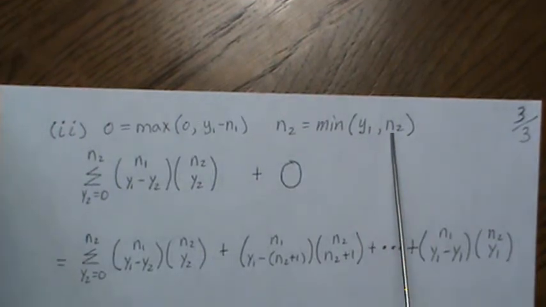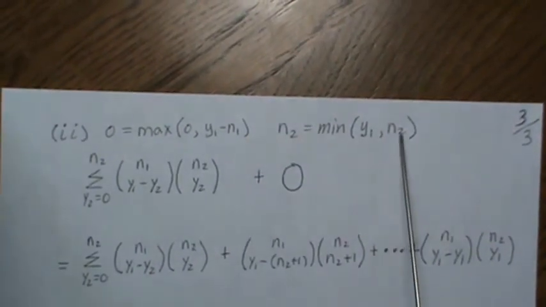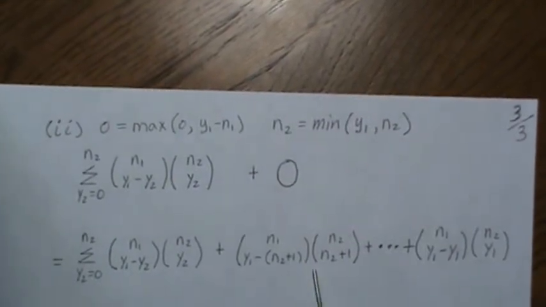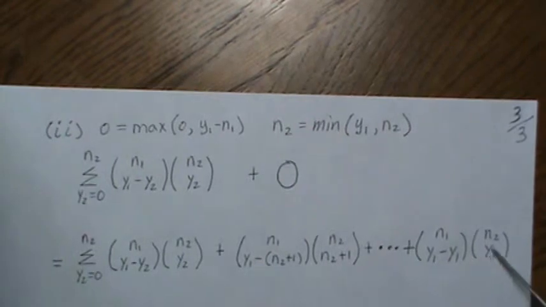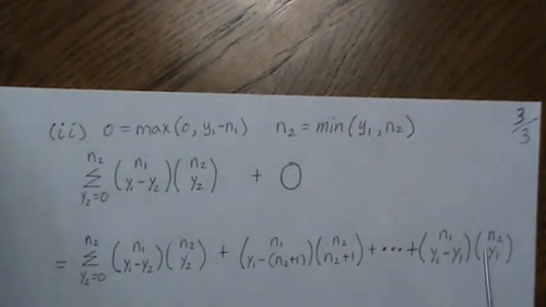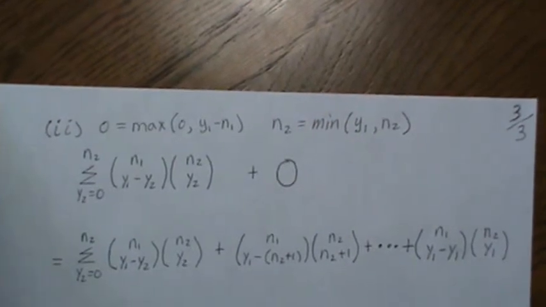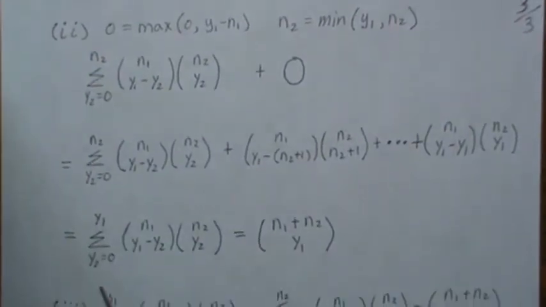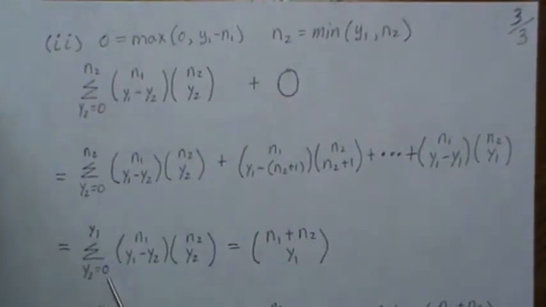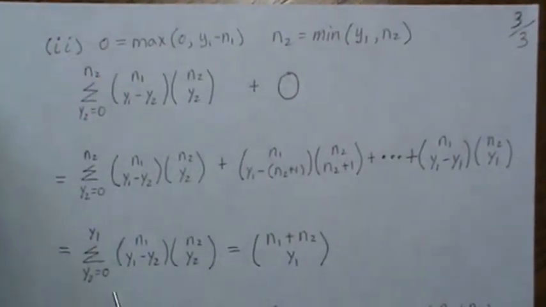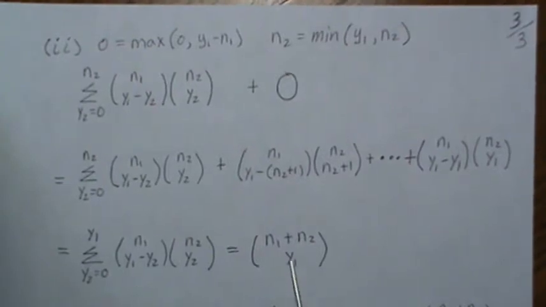Remember, the minimum is N2, so this is bigger, and we're just going to increment by 1 until we get to Y1. But each of these is 0 because this number is bigger than that, and by definition that is 0. So we're adding 0. But if we look at this sum as a whole, we're really going from Y2 equals 0 to Y1, right? Well, again, this is Vandermonde's identity. So this equals N1 plus N2 choose Y1.